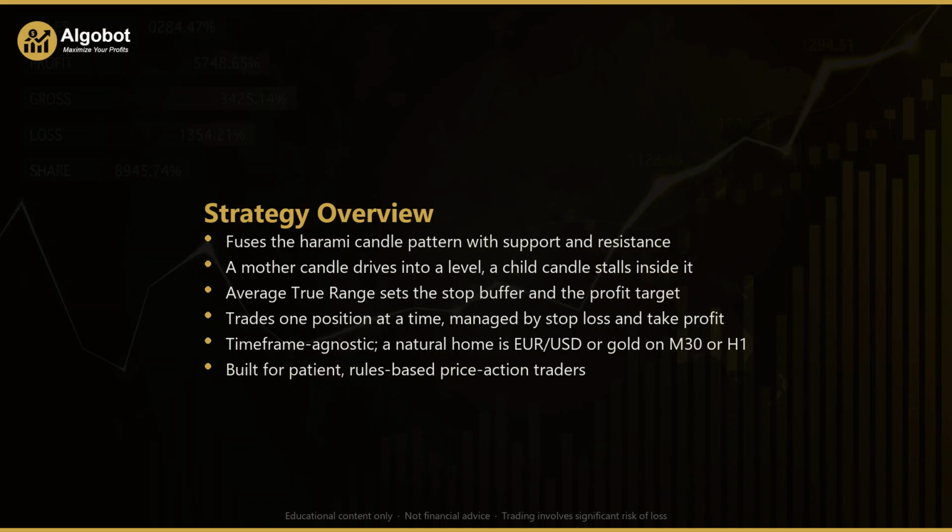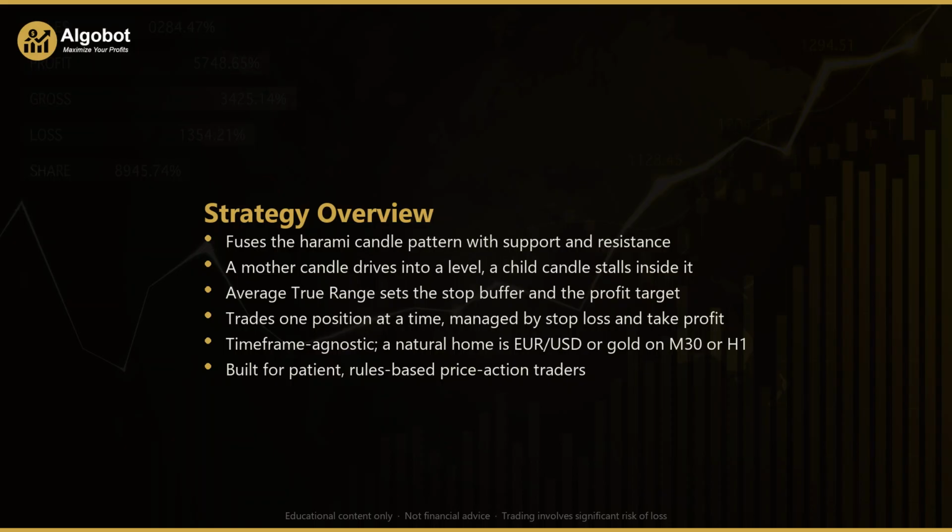The one indicator working in the background is the average true range, or ATR. ATR measures how much the market is currently moving, and the strategy uses it to keep everything proportional. It defines how strong the mother candle must be, how close to the level it must reach, how far the stop sits beyond the pattern, and how distant the profit target is. Because all of this is built purely from bar geometry and ATR, the strategy is timeframe agnostic. It runs on whatever timeframe you attach it to.